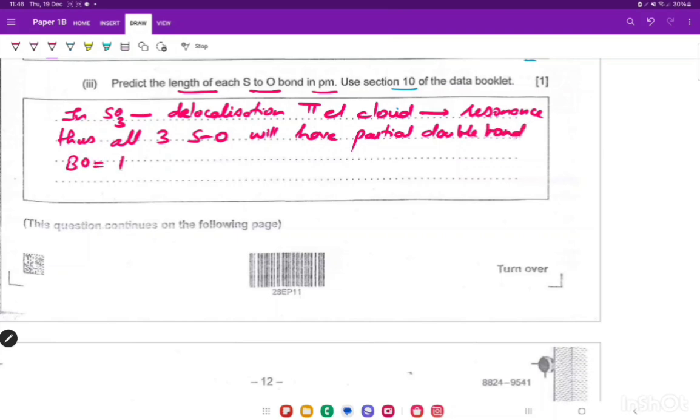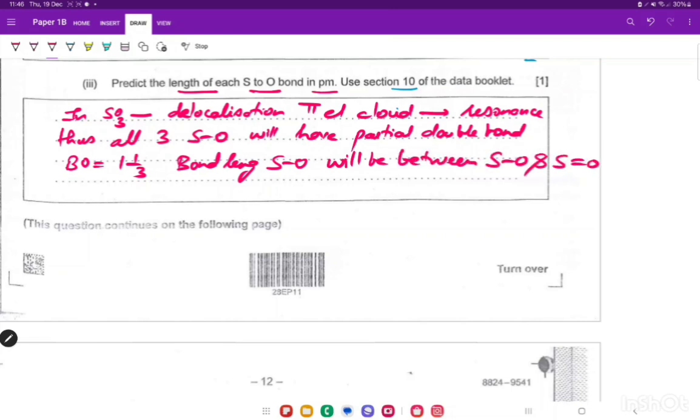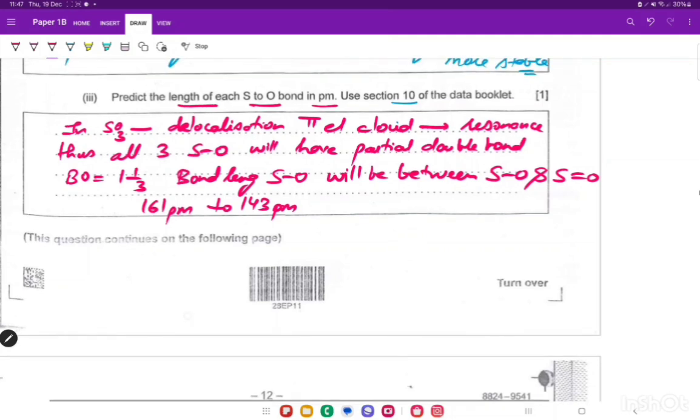Bond order is 1 by 3. Hence, the bond length of SO bonds will be between S single bond O and S double bond O. That is between 161 picometers to 143 picometers. This will be the bond length of SO bond in SO3.